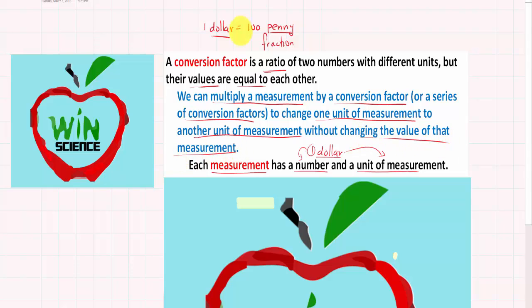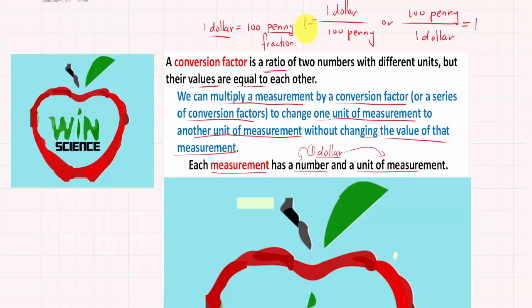So how does that work? Notice this is $1 equal to 100 penny. That can be represented as $1 over 100 penny, or it could be 100 penny over $1. Why is that possible? Because they are equal to each other, therefore they are equal to 1. And if you multiply anything by 1, it's equal to itself in terms of its value. And that is the beauty of a conversion factor.